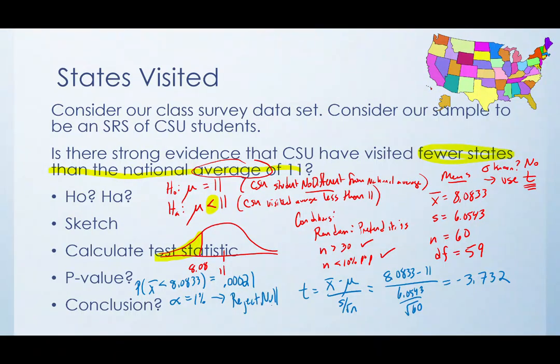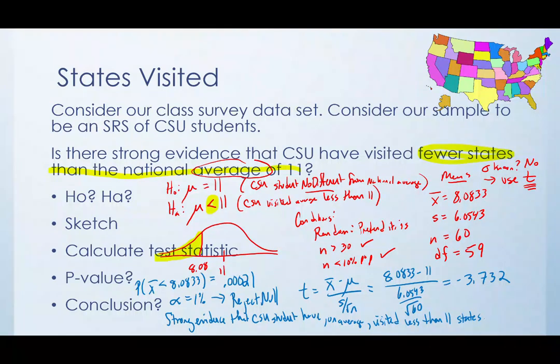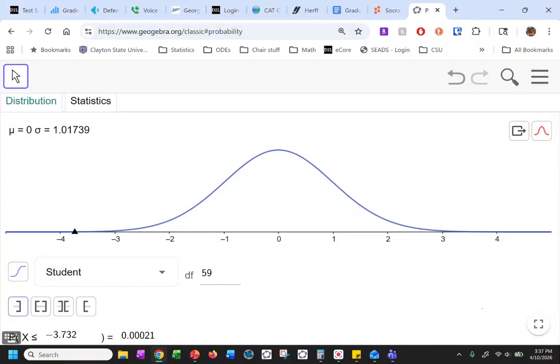What does that mean? That there is strong evidence that CSU students have, on average, visited less than 11 states. We don't know how much less, but we know it's less than 11. Now, we have the data on this one, so I did it this way so that we've exercised our thinking muscles, but we can let the computer do this for us, right?